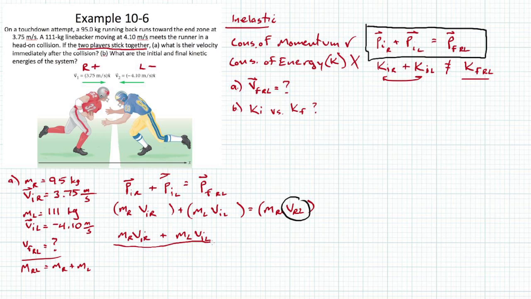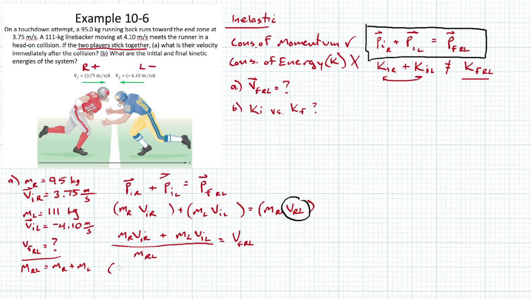All that divided by the mass of them together. That's going to equal the final velocity of the running back and linebacker together, because, again, they're falling as one unit because the linebacker is wrapping the other guy up. So, let's simply calculate this out.